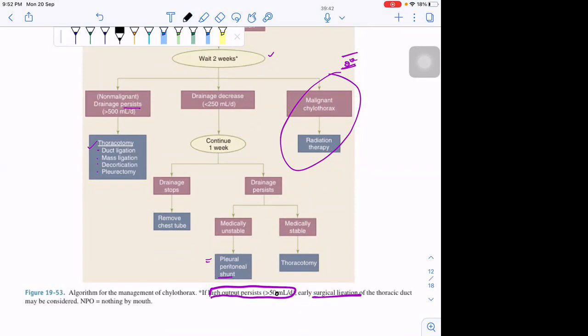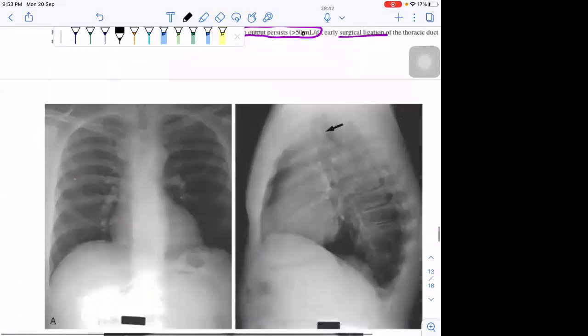If the drainage decreases to less than 250 ml per day, you continue for another week. If the drainage stops, remove the chest tube. If the drainage still persists and the patient is medically stable, go for thoracotomy. If medically unstable, give a pleuroperitoneal shunt. If non-malignant drainage persists at more than 500 ml per day, then thoracotomy. You have to do these four things: duct ligation, mass ligation, decortication, and pleurectomy.